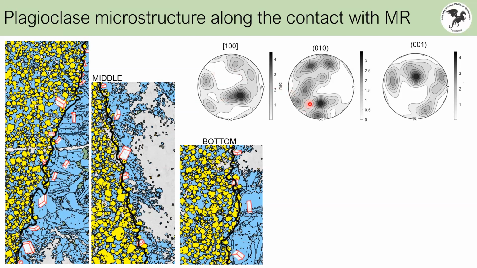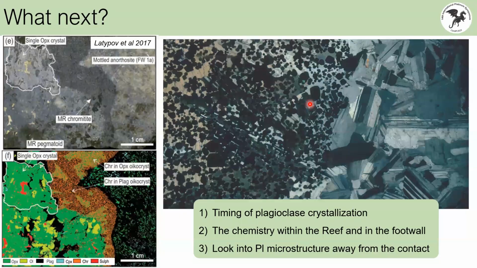The problem with pole figures is that if you have a low amount of data, you will have peaks that don't mean anything. So you need better sampling. Ideally, I would want more of these types of samples. I would also really like to look far from this remelted zone, at those anorthosites further away from the reef, so we can compare the texture along the contact and within the anorthosites.